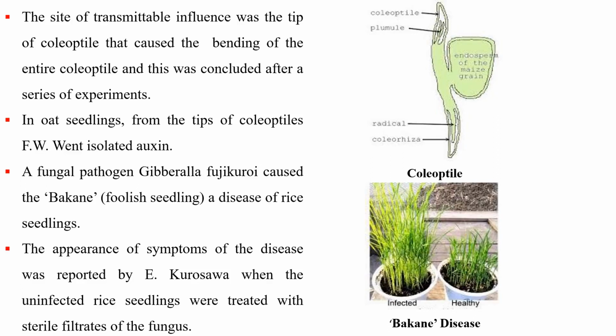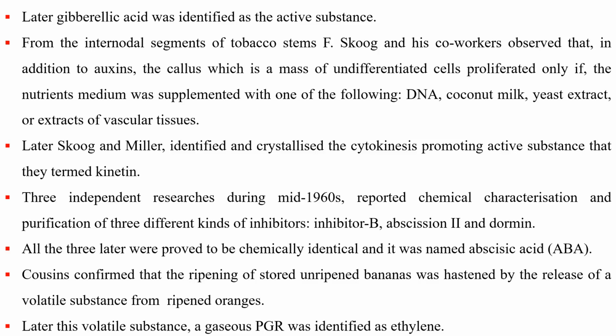In oat seedlings, from the tips of coleoptiles, F.W. Went isolated auxin. A fungal pathogen, Gibberella fujikuroi, caused the bakanae, a disease of rice seedlings. The appearance of symptoms of the disease was reported by E. Kurosawa when the uninfected rice seedlings were treated with sterile filtrates of the fungus. Later, gibberellic acid was identified as the active substance.